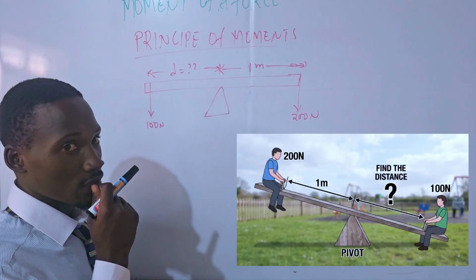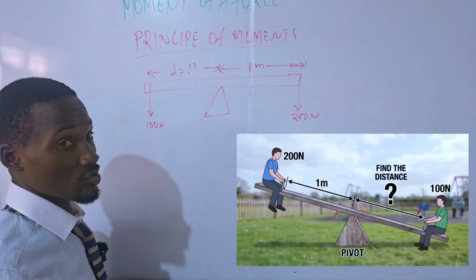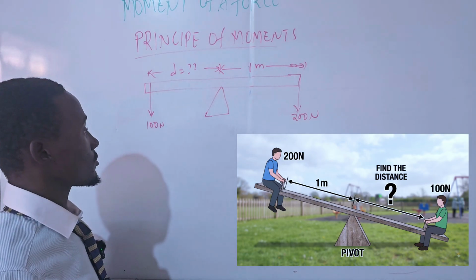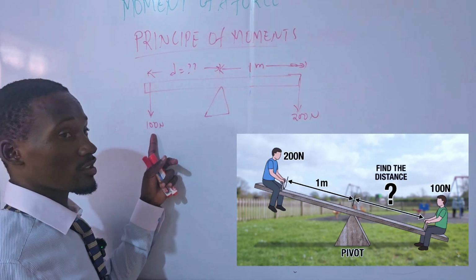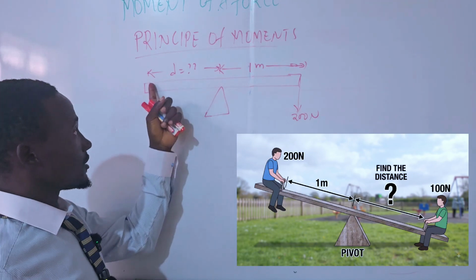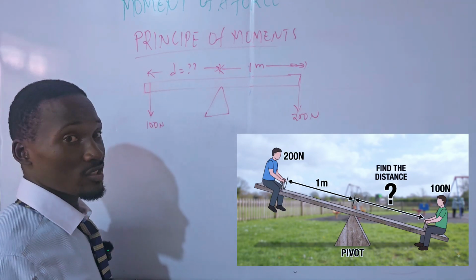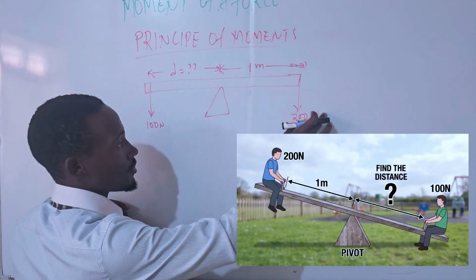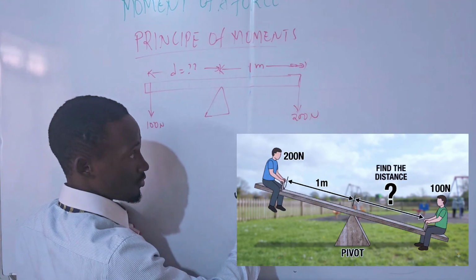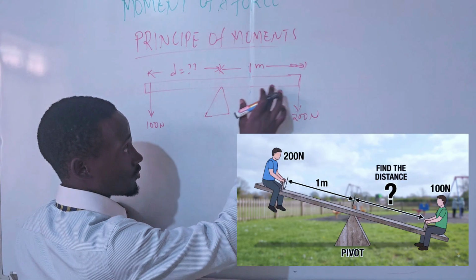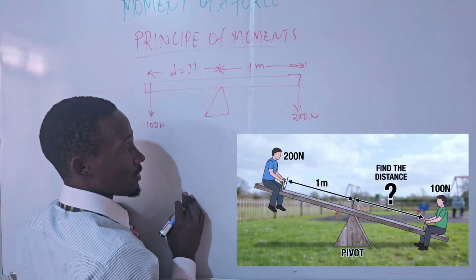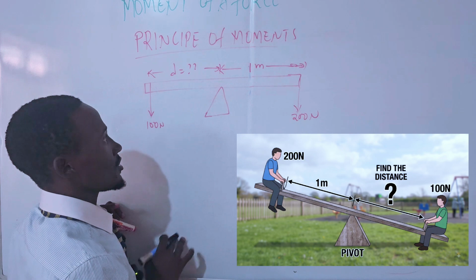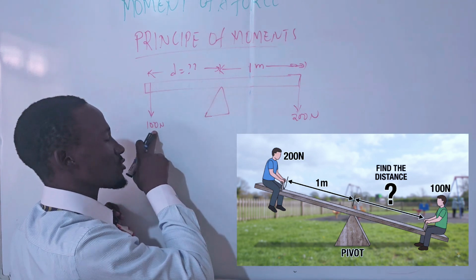Look at the image. You're seeing two boys sitting on a seesaw. One boy weighs 100 newtons, and we don't know the distance he should sit for this system to balance. The other boy, who has 200 newtons, is sitting 100 meters from the pivot. We want to know how far from the pivot this boy should sit.